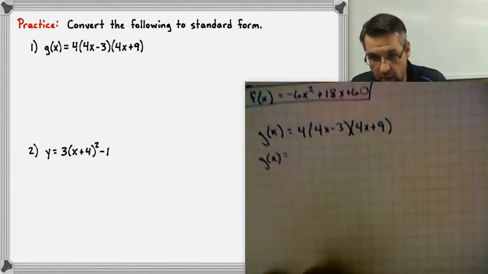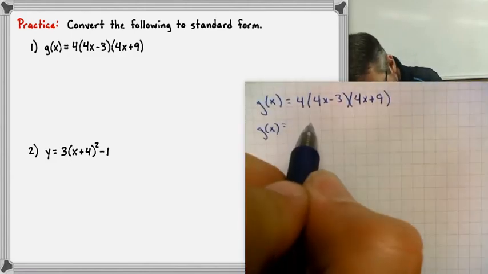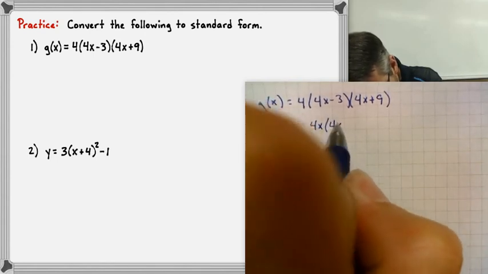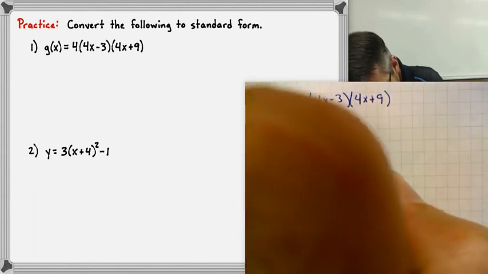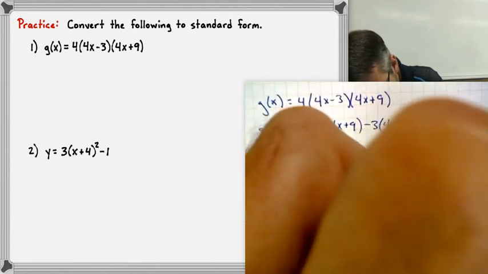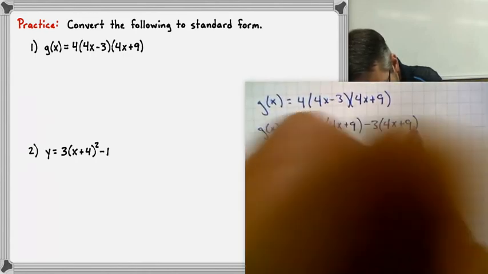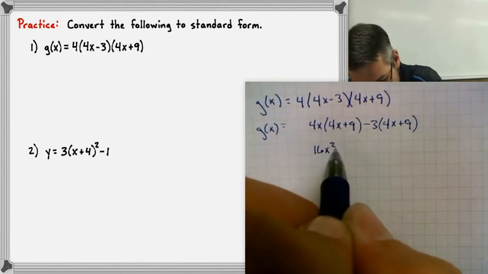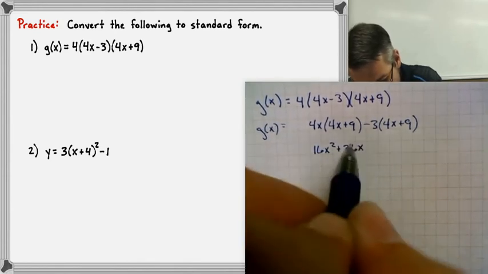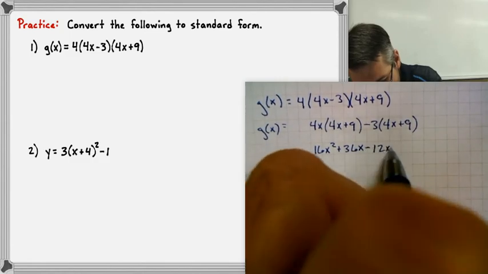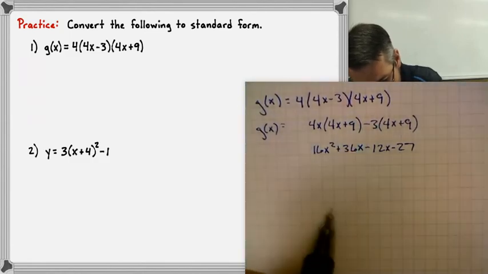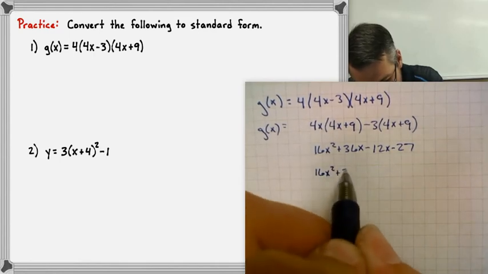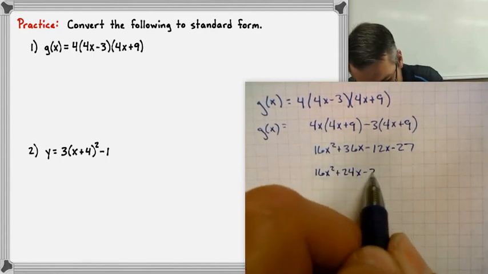So I'm going to write out 4x times 4x plus 9 minus 3 times 4x plus 9. And we're going to multiply those 2 out first. Distribute, you end up with 16x squared plus 36x minus 12x minus 27. And then we can combine those like terms. We got 16x squared plus 24x minus 27.